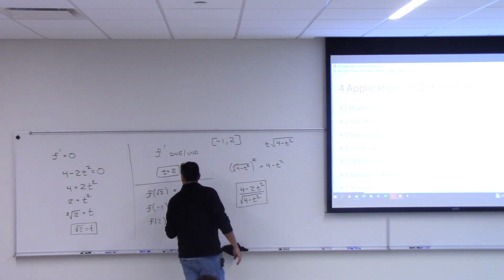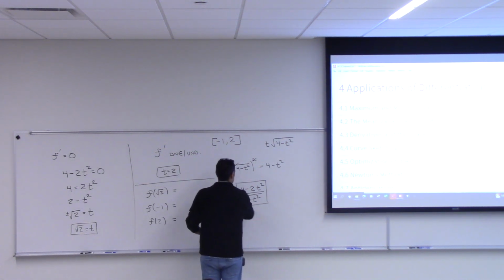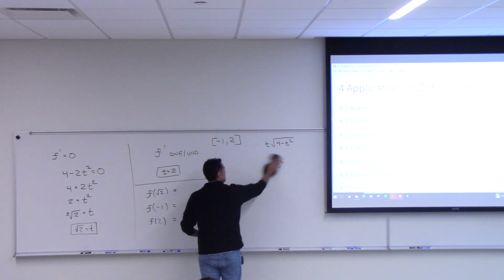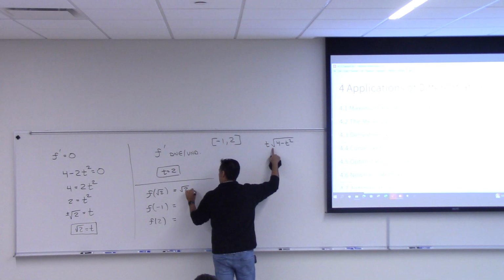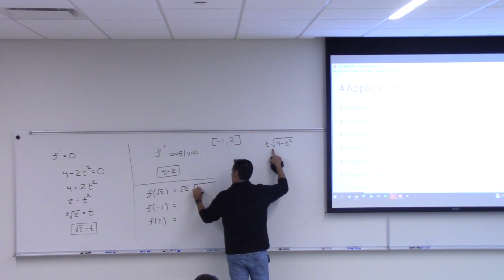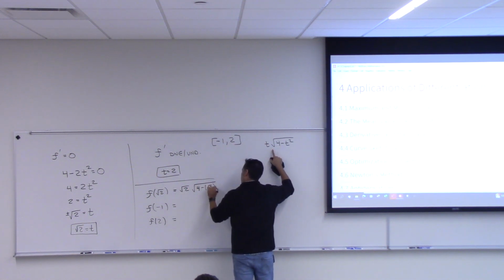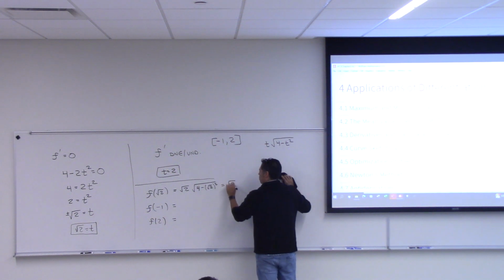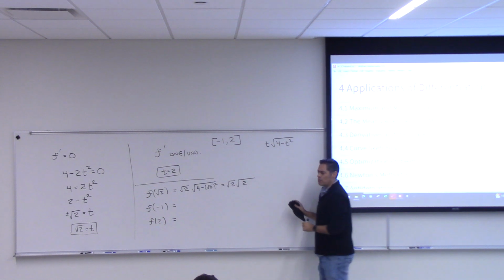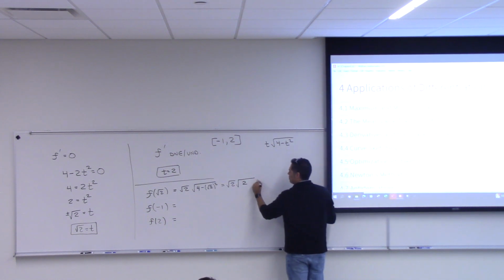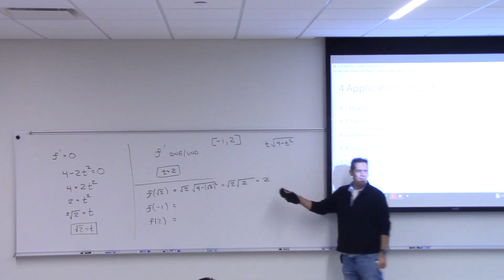So let's try this. If we plug in root 2 into this, we get root 2, and then we get square root of 4 minus root 2 squared. So this is root 2 square root of, root 2 squared is just 2, right? 4 minus 2 is 2, so we have root 2 times root 2. That's just 2, right? Because that's the square root of 4.